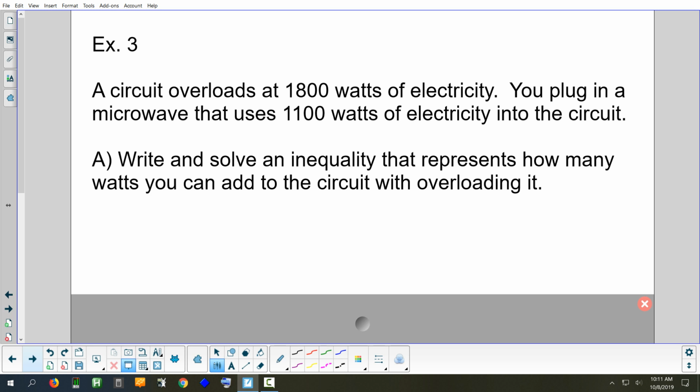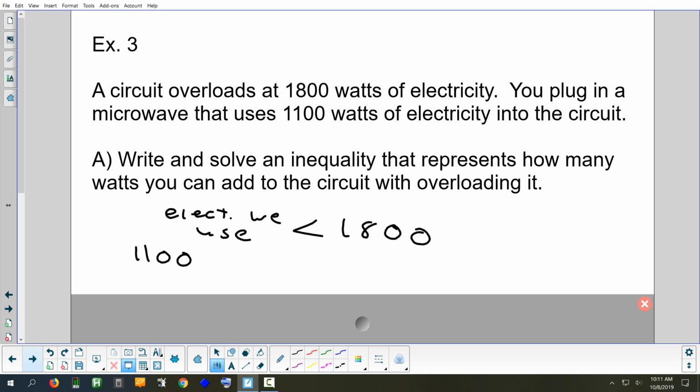So what I'm going to do is write that idea down. The electricity we use has to be less than 1,800. Now let's write down the electricity that we're going to use. How much electricity have we already used in this problem? 1,100. We've already used 1,100.